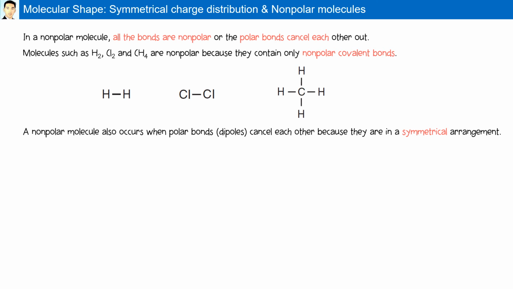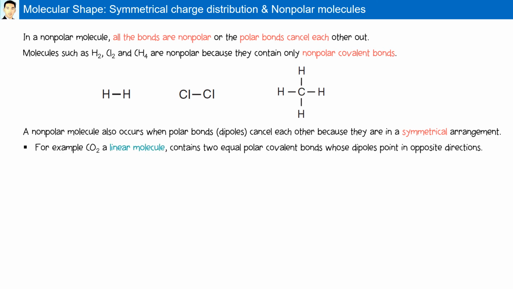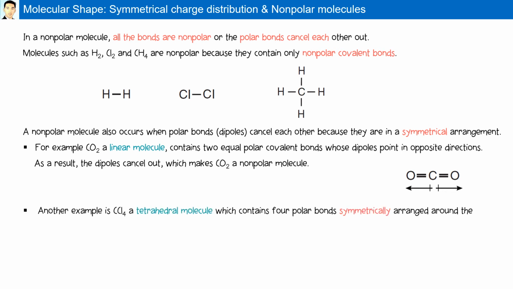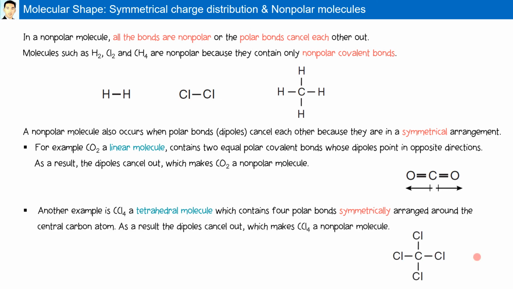A nonpolar molecule can also occur when the polar bonds, the dipoles, cancel each other because they're in a symmetrical arrangement. For example, CO2 is a linear molecule. It contains two equal polar covalent bonds whose dipoles point in opposite directions. As a result, the dipoles cancel out, which makes CO2 a nonpolar molecule. Another example is CCl4, carbon tetrachloride, which is a tetrahedral molecule which contains four polar bonds symmetrically arranged around the central atom. As a result, the dipoles cancel out, which makes CCl4 a nonpolar molecule.